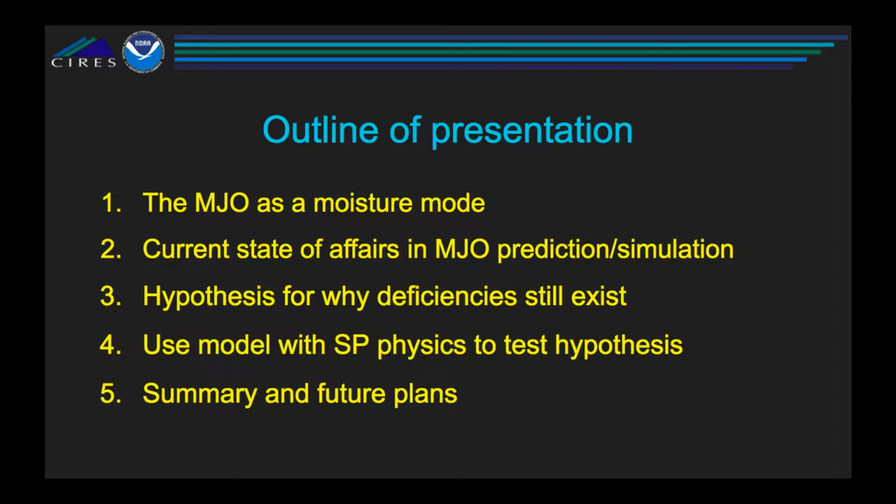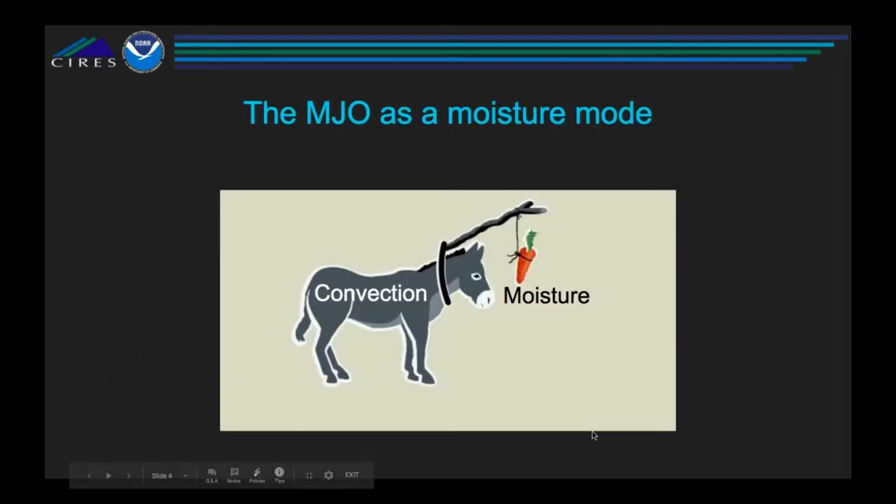So the outline of the presentation, first I'll talk about the MJO as a moisture mode and review what that means and its implications for the mechanism of the MJO that I'm thinking about. Then I'll go into the current state of affairs in MJO prediction and simulation. So where are we at currently? And then I'll discuss an idea about why deficiencies still exist. There's going to be a fair bit of discussion that leads up to the work that I'm actually doing, which is to use a model with superparameterized physics to test the hypothesis for why we still have problems, and then I'll provide a summary and some future plans.